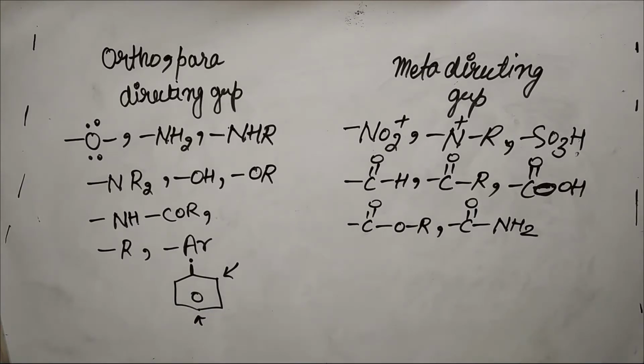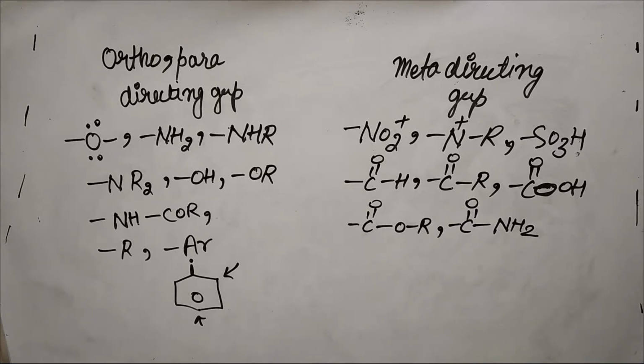O-, NH2 group, NHR, NR2 tertiary amine, hydroxy group, OR methoxy group, NHCOR, alkyl group and any aryl group. So these are the groups which are ortho and para-directing groups. If they are present on the benzene ring, they will make another functional group substitute at either the ortho position or the para position.